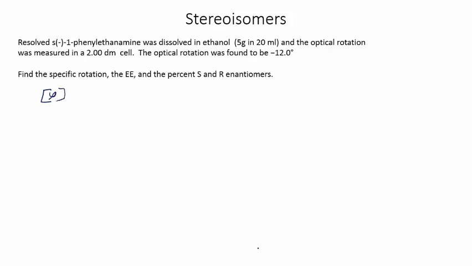Alpha equals observed over concentration times L, the path length. So let's take a look. 5 grams in 20 mL, so we can just take negative 12.0 degrees and 1 over 5 grams over 20 mL, which equals 20 mL over 5 grams. So that's what I'm going to do here.